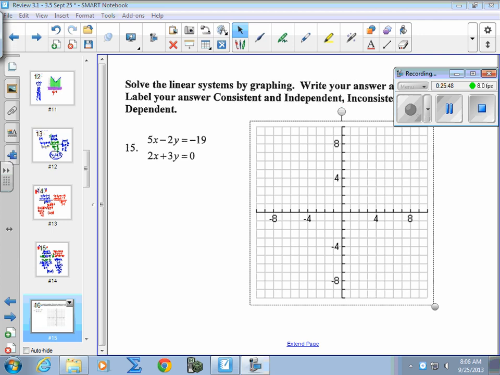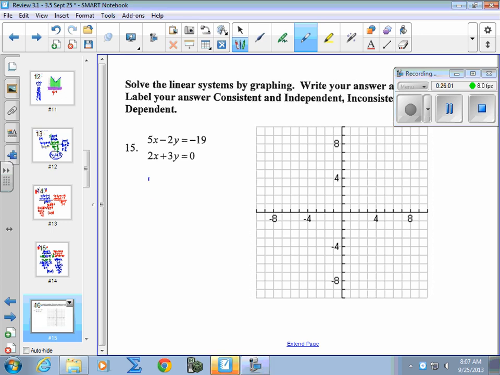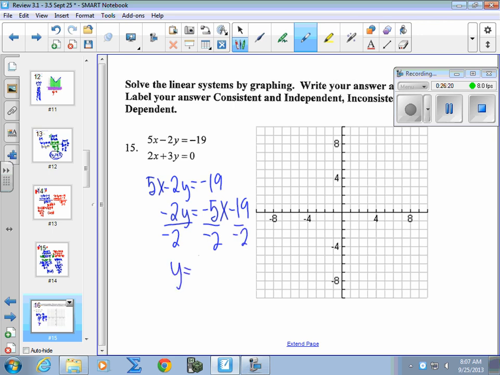All right, so on to problem number 15, it says solve linear systems by graphing. Remember I said this is the least accurate method. You need to write your equations in y is equal to mx plus b form. Ooh. So we have 5x minus 2y is equal to negative 19. So negative 2y is equal to negative 5x minus 19. This looks like it's going to be kind of a messy problem. So we get y is equal to 5 halves x plus 19 halves.